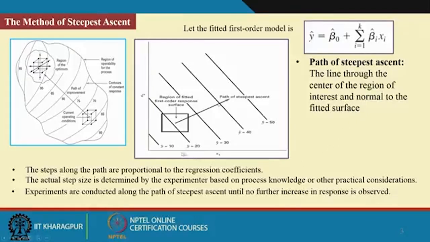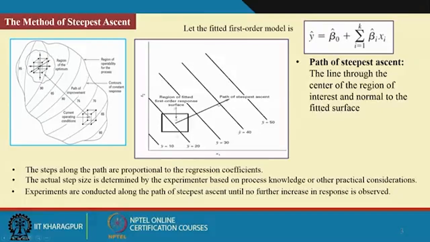Also, I told you what the path of steepest ascent is, and that the purpose of conducting the first order model is to find out the path of improvement. If you are operating here, then you conduct an experiment, obtain a first order response surface, and using that first order model find out the direction of improvement, so that you conduct sequential experimentation and finally reach the region of optimum.